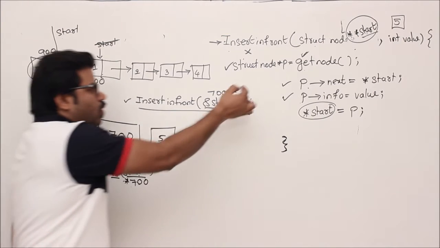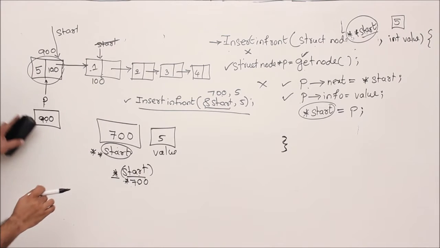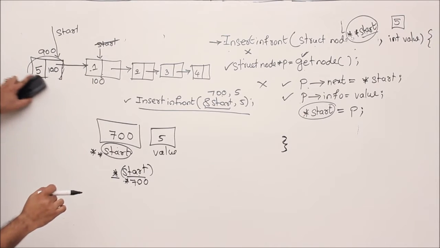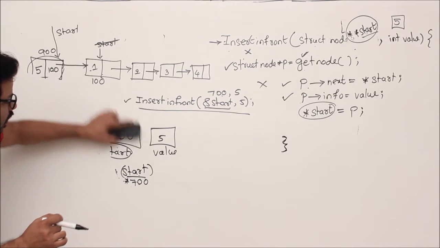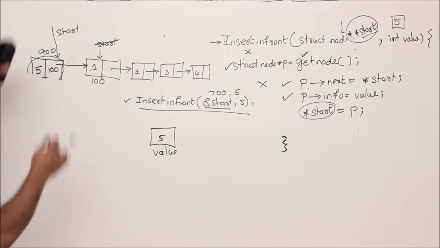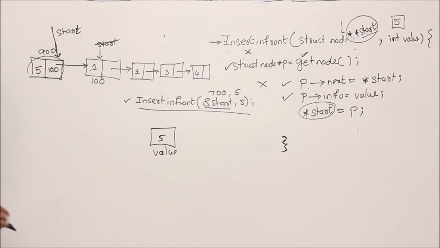Once the program is closed, all the local variables will disappear. What are the local variables? This p. So p will be gone. Second one, this start will be gone. But it doesn't matter, still our old start will exist. That is important for us. And one more question students get: sir, what about this one?